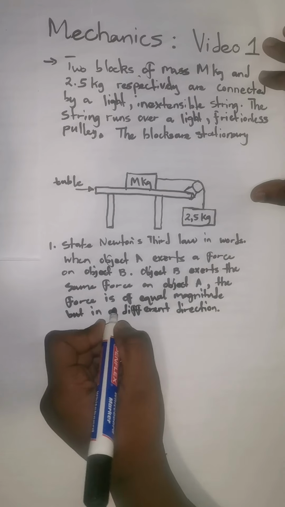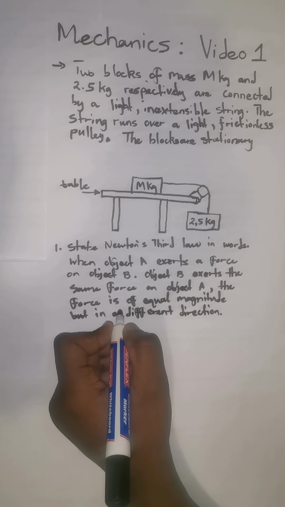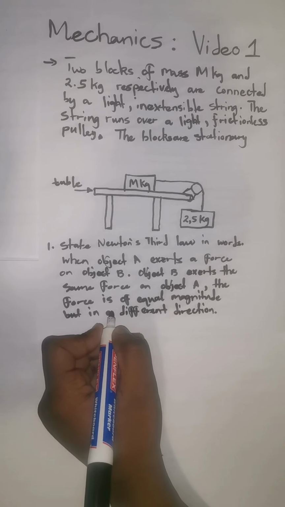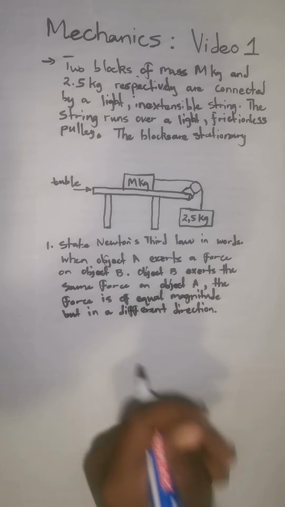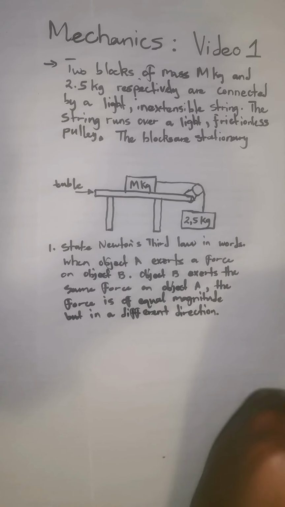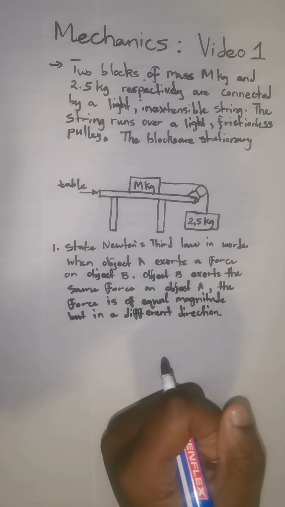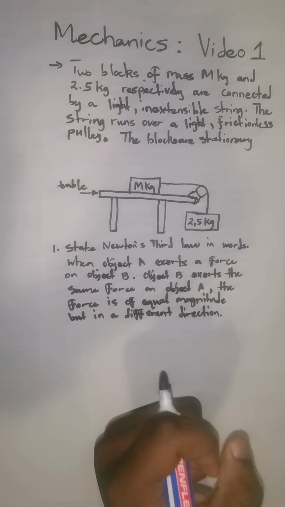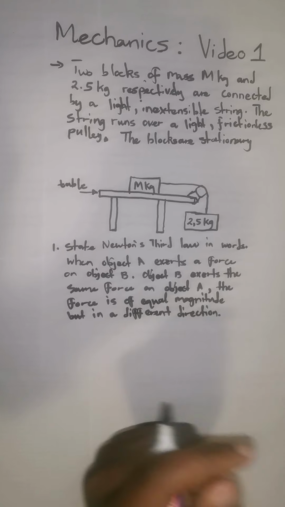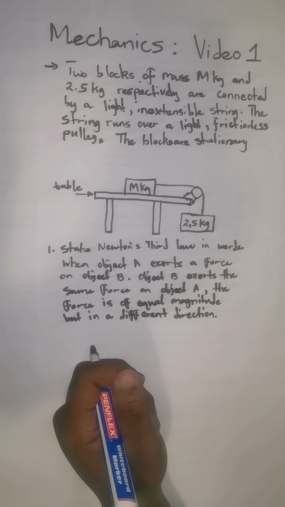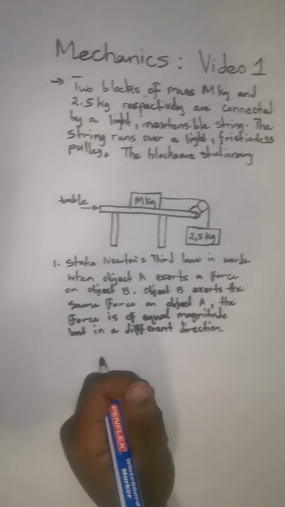So this statement just means that when two objects are actually interacting, right, the force that one object exerts on the other object is actually going to be equal on both the two objects, but they'll be opposing in terms of direction. Okay, that's all for the first question.